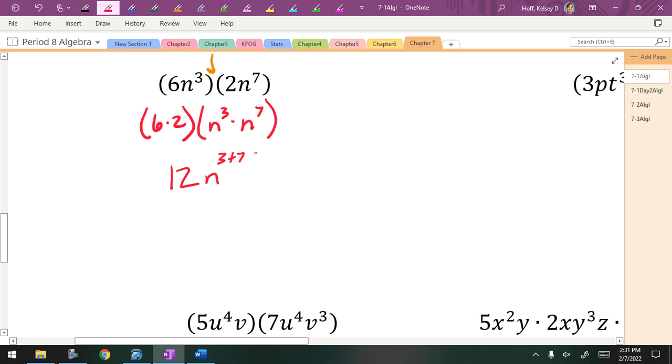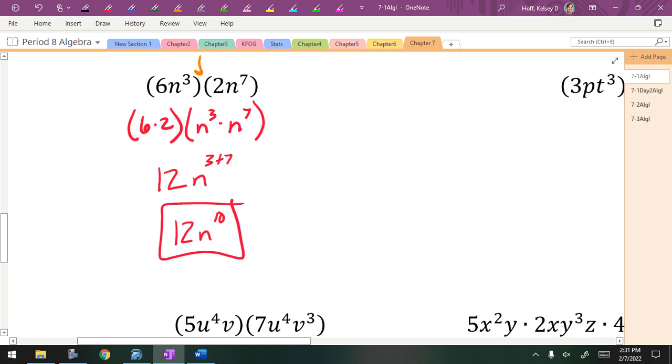You're going to be annoyed today, but on Thursday, when I ask you to multiply, divide, raise a power to a power, and you have negative exponents and 0 exponents, you're going to need to remember the rules. So your final answer is 12 times n to the 10th power.